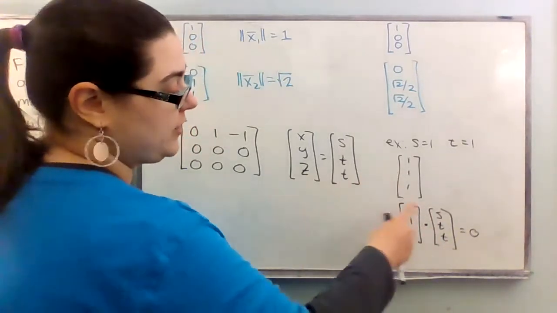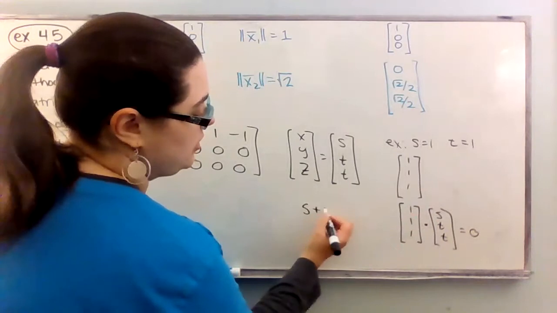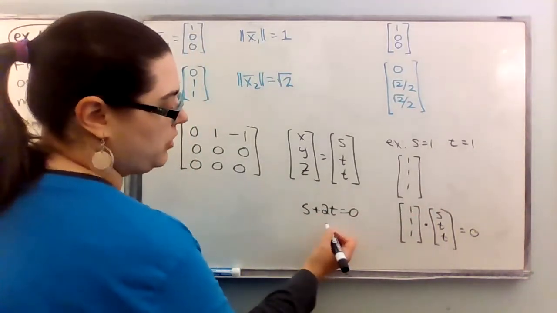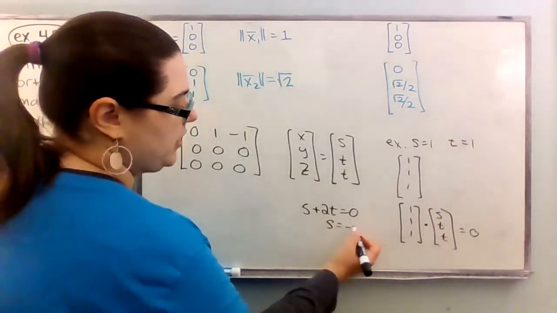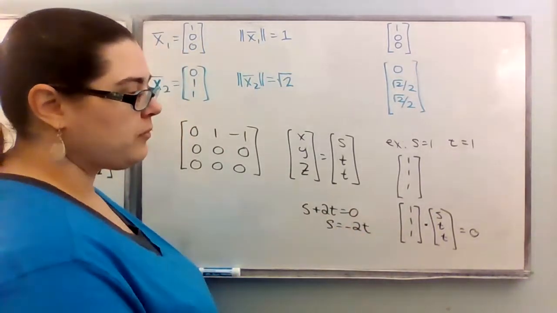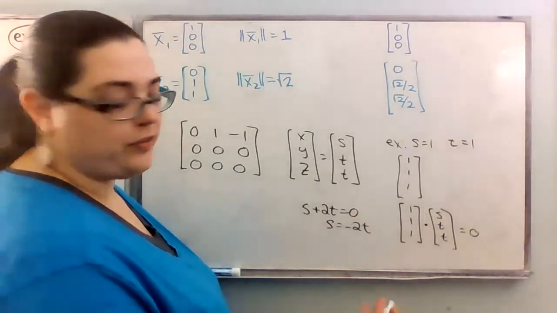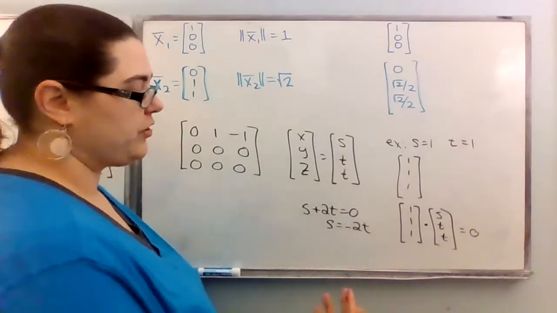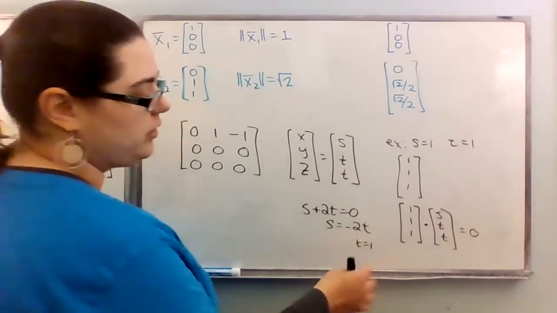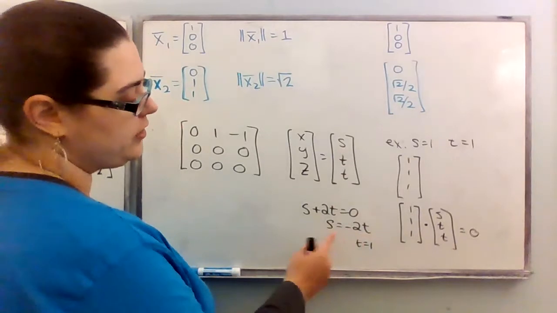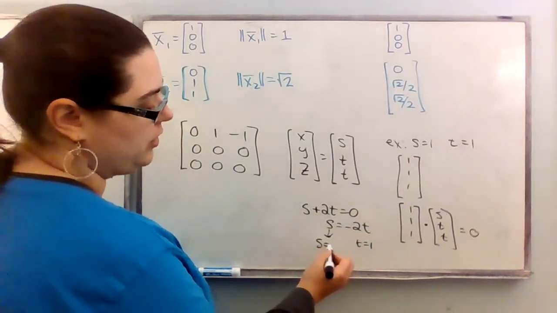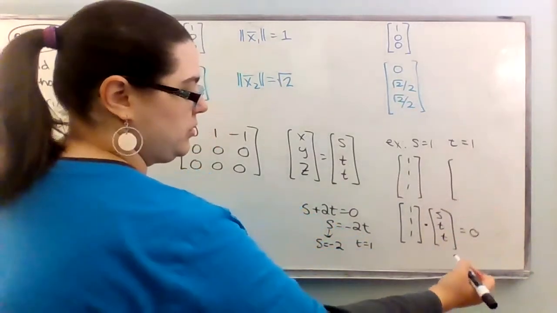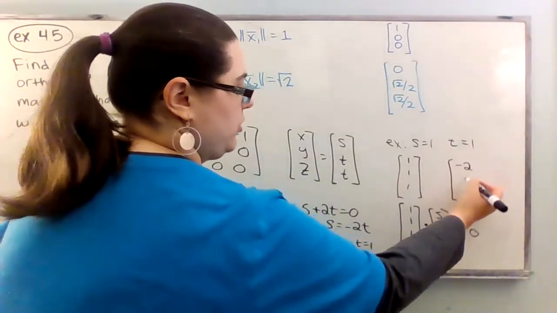So when I do this, I end up with the equation that s plus 2t has to be 0. In other words, s has to be -2t. So if I wanted a second eigenvector that's going to be orthogonal to this one, I could pick, for example, t equaling 1. And if t is 1, then s would have to equal -2. So I would then have -2, 1, 1.